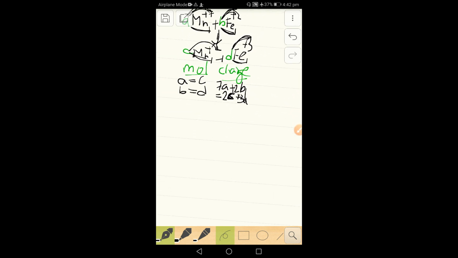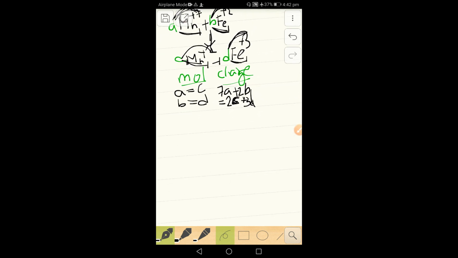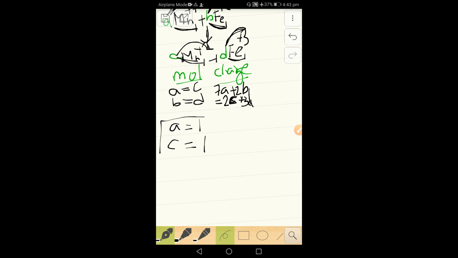So what we have is that A equals C, B equals D, and 7A plus 2B equals 2C plus 3D. Now let's take any one of the values as 1. I am taking A equal to 1, then C must be equal to 1. So A equals 1 and C equals 1. Now let's put it together in this equation, and we must keep in mind that B is equal to D.